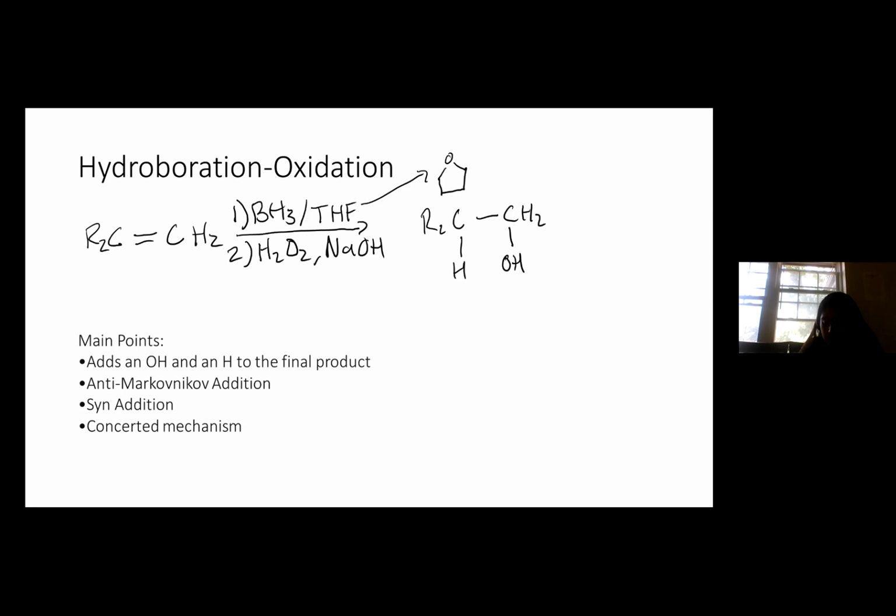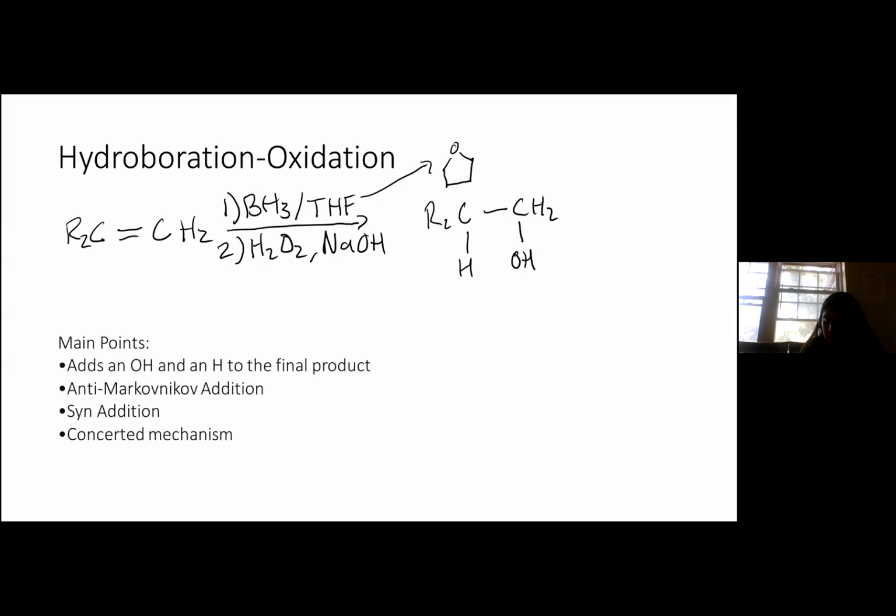So let's now look at the mechanism itself. But so far, does anyone have any questions? Okay.